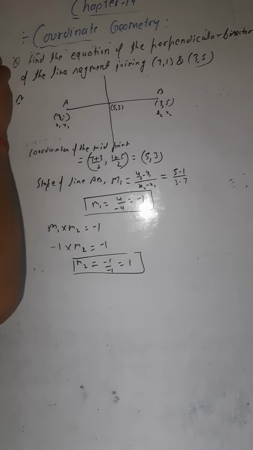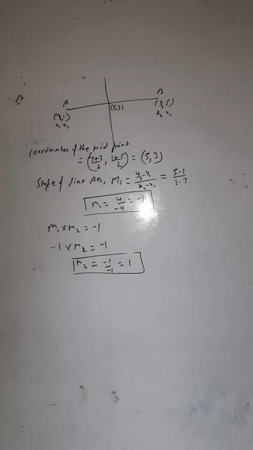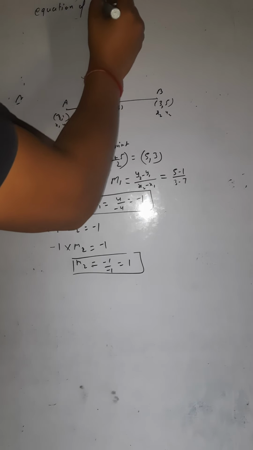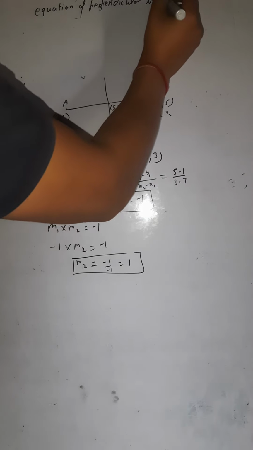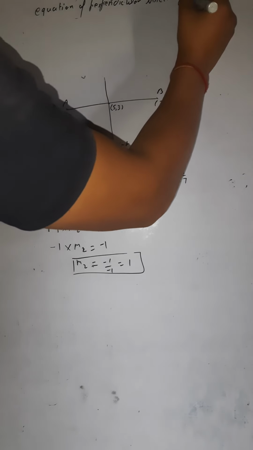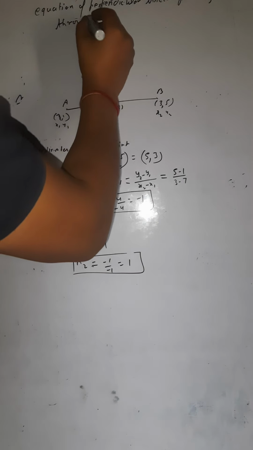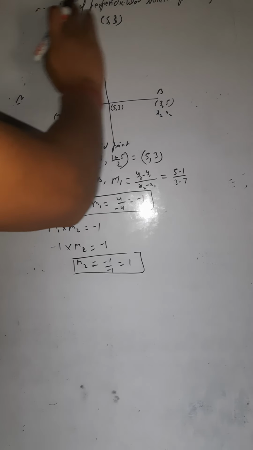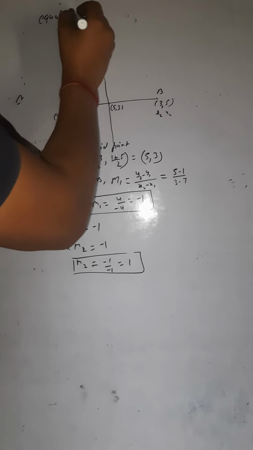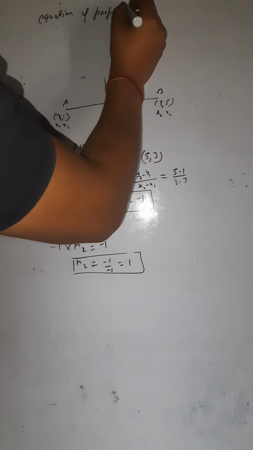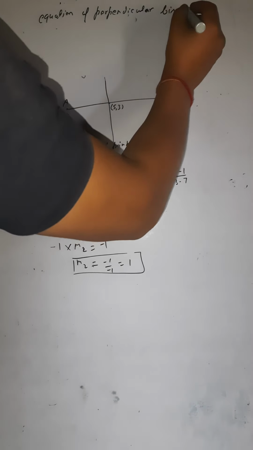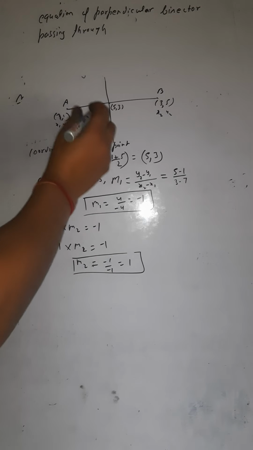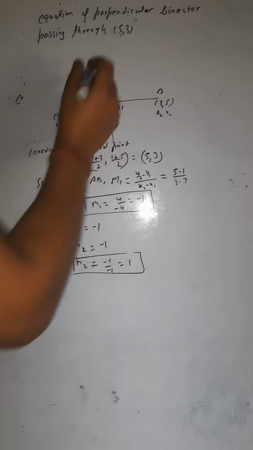Here I am writing: equation of the perpendicular bisector passing through the point (5, 3). So what would be the equation of this line?